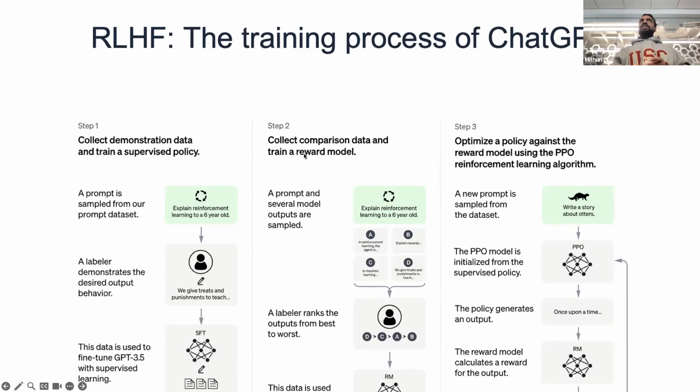And then the second step is to collect comparison data and train a reward model. A prompt and several model outputs are sampled. So here's the prompt again. The machine gives a bunch of its own predictions for how do I explain reinforcement learning. Again, a labeler ranks them. In fact, I just introduced you to RLHF, Reinforcement Learning from Human Feedback.